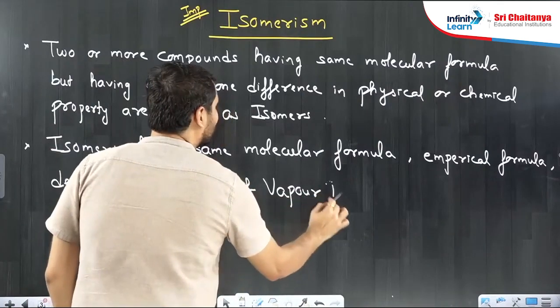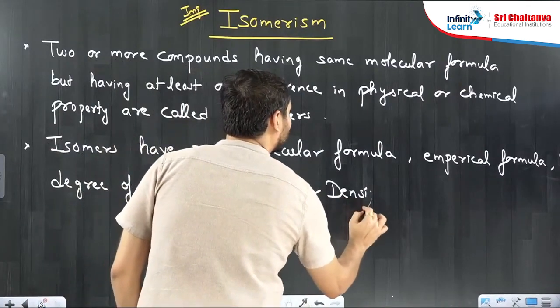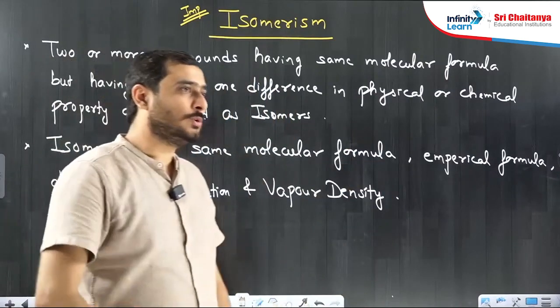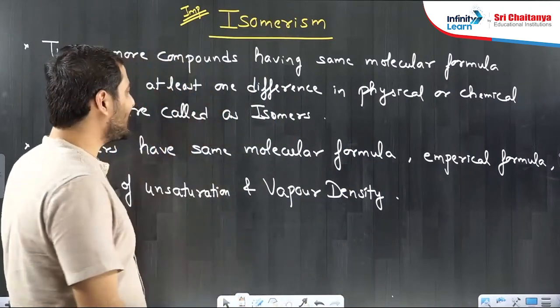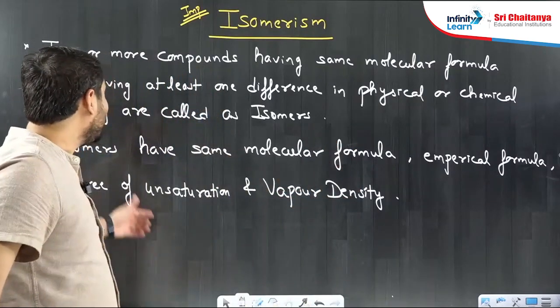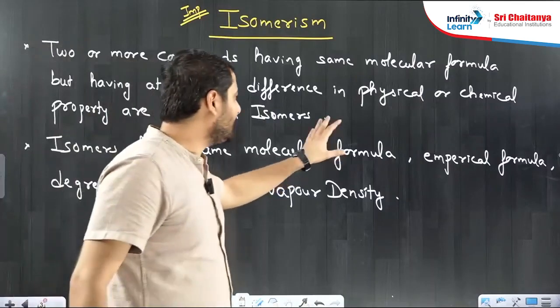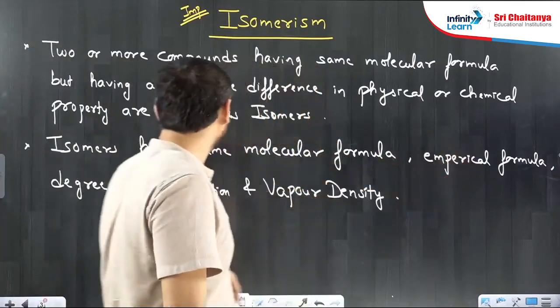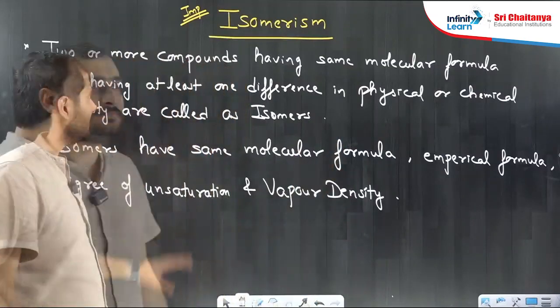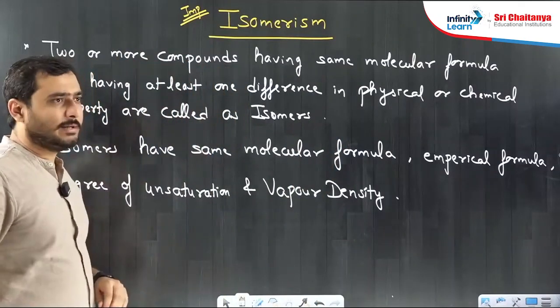If you have not heard about vapor density, the simple formula for vapor density of gases is molecular mass divided by 2. So if the molecular mass is the same, it means the vapor density is also the same. So for isomers, all these things are the same: molecular formula, empirical formula, degree of unsaturation, and vapor density. So this is the simple definition for isomerism.